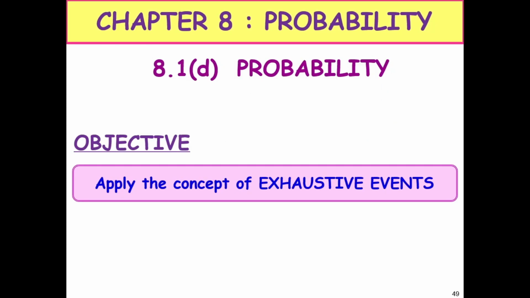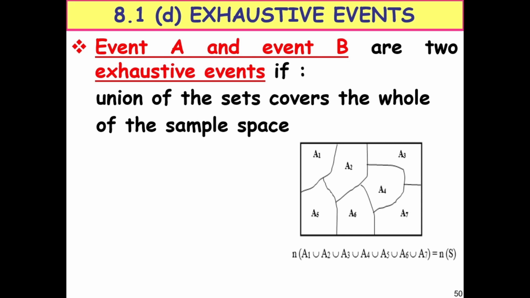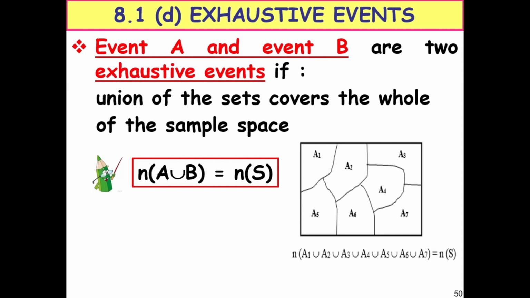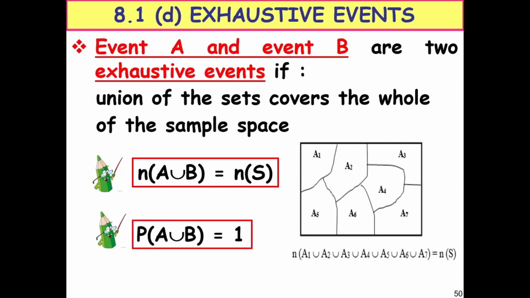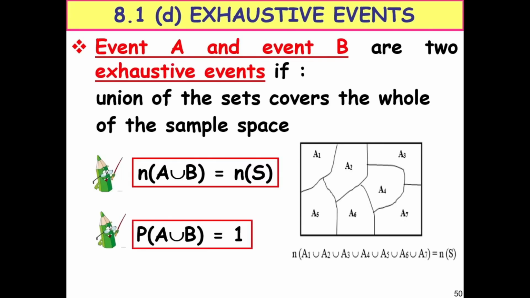Now, I want to talk about the concept of exhaustive events. Events A and B are two exhaustive events if the union of the sets covers the whole of the sample space, meaning that when A union B, it is equal to all the sample space. So the probability of A union B is equal to 1.